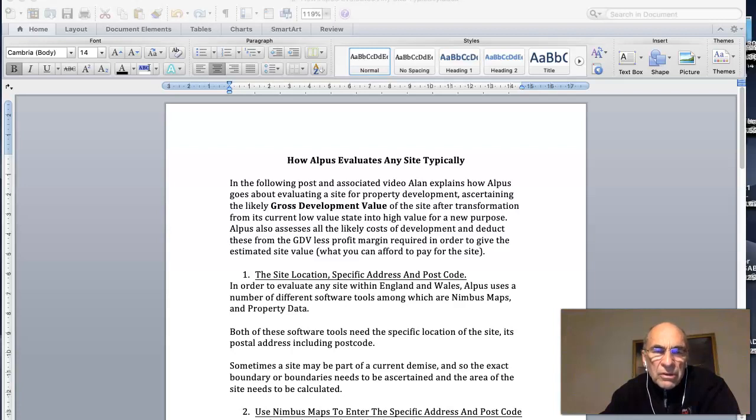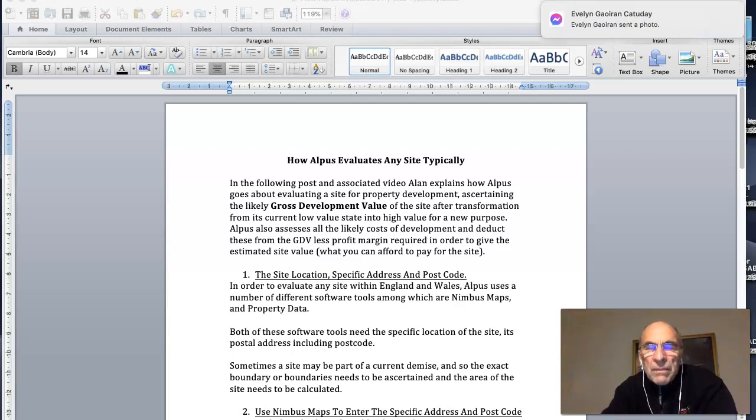So what we're trying to do is establish what we can evaluate as a new use, usually residential, because this is generally the higher value. What we establish is how many residential units we can get from the site. The minimum size of a one-bedroom unit is 37 square meters, so we may be able to get, for example, two-bedroom units out of it, 50 square meters, or three-bedroom units at probably 60 square meters plus. It just depends on the configuration of the building.